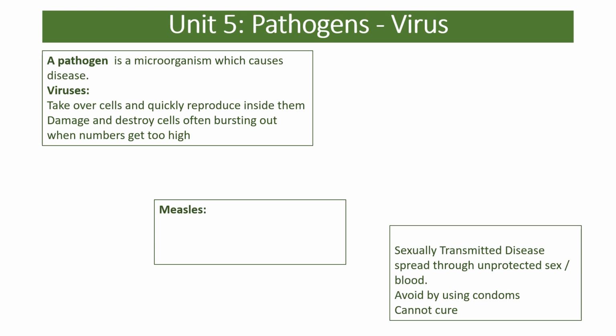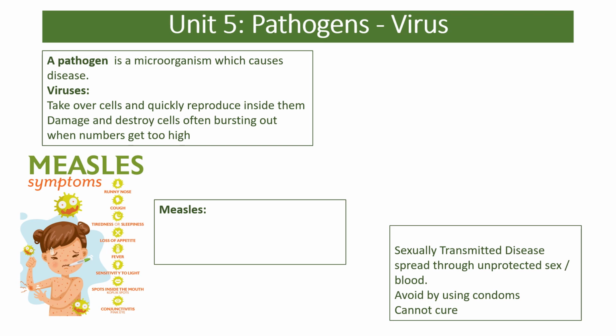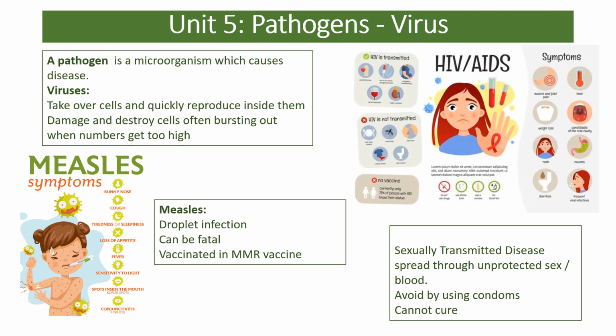And there are a couple of examples of viruses that you need to be aware of. Measles, okay, and the symptoms of measles can be anything from just a runny nose to a cough to loss of appetite to fever, spots on the skin, things like that. And as you get older, measles can have some serious complications as well. It is spread by it being a droplet infection, so coughing and sneezing. It can be fatal, and you will have most likely been vaccinated as a youngster in the MMR vaccine for this, the measles, mumps and rubella vaccine.